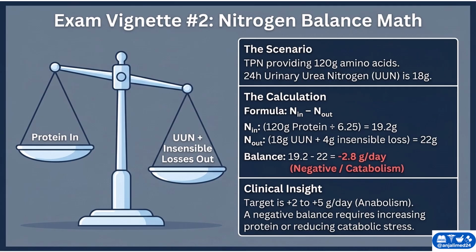This indicates a negative nitrogen balance, meaning the patient remains in a catabolic state. The goal is a positive nitrogen balance of plus 2 to plus 5 grams per day. A negative balance suggests the need to increase the protein intake or reduce the ongoing catabolic stress to promote the recovery and healing.